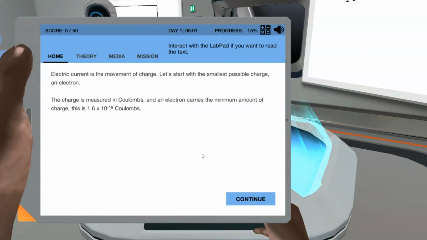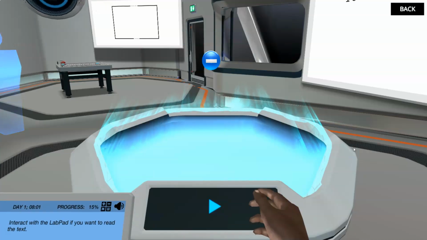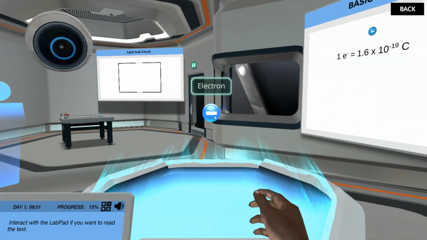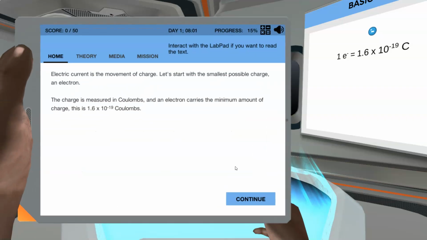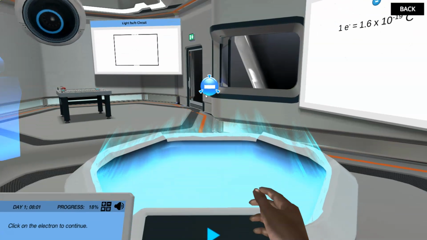Electric current is the movement of charge. Let's start with the smallest possible charge, an electron. The charge is measured in coulombs, and an electron carries the minimum amount of charge. This is 1.6 times 10 to the power of minus 19 coulombs. Click on the electron to continue.